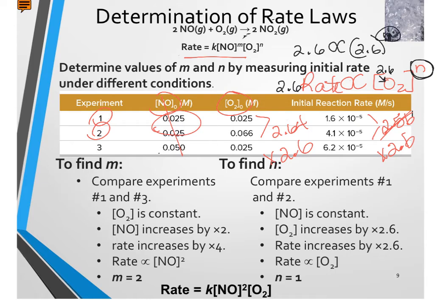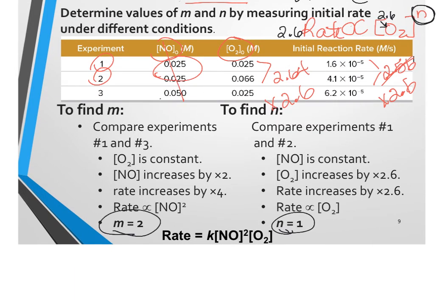All right, so what have we found? We have found that the order of reaction with respect to nitrogen monoxide is 2. The order of reaction with respect to oxygen gas is 1. So the rate law for this reaction is right here. You just plug in the exponents that you found, and if the exponent's 1, you can leave it off. Of course, it's understood.